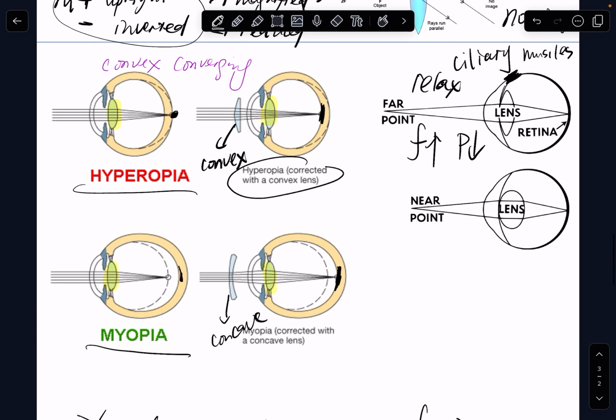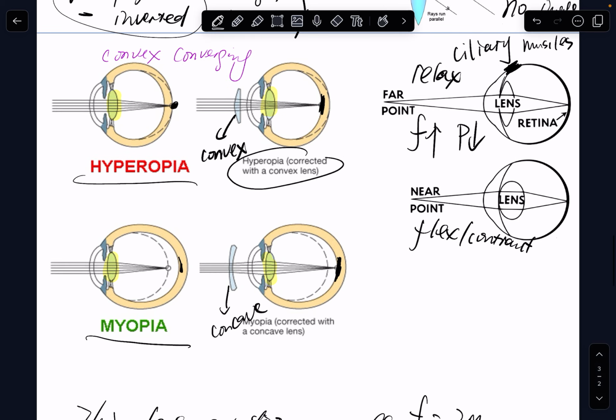And then the other case is when you flex the muscle, or you say contract the muscle. When you contract this muscle, your focal length would decrease, your power would increase. And in this case, when you are seeing things that's close by, you would flex, you would contract this ciliary muscle, okay?